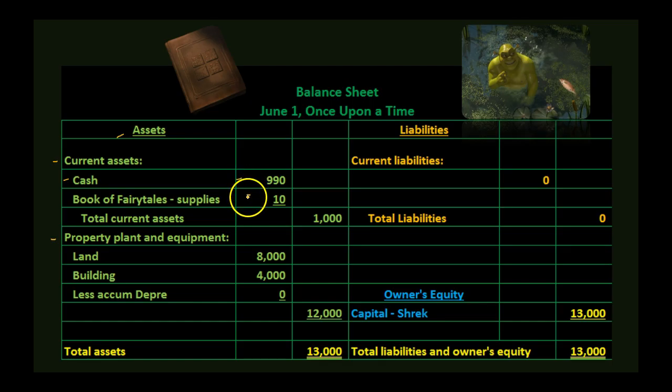So we've got $990 of cash and the supplies 10. We're going to say he's got total current assets of 1,000 shillings worth. We put it in terms of shillings.